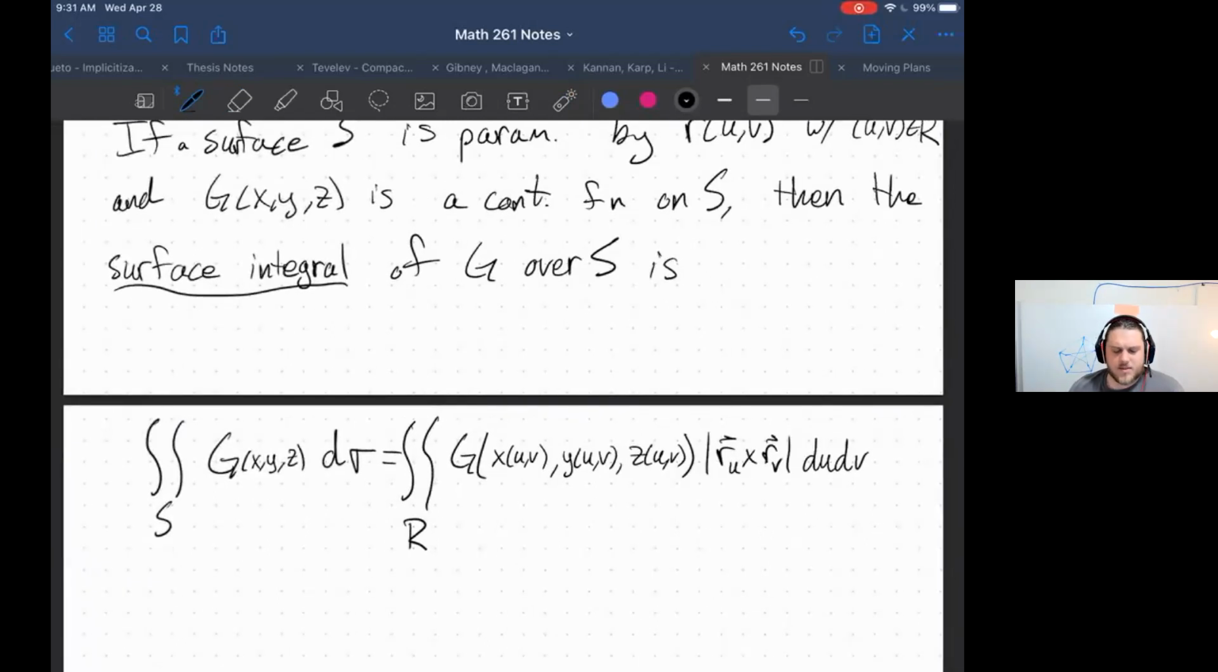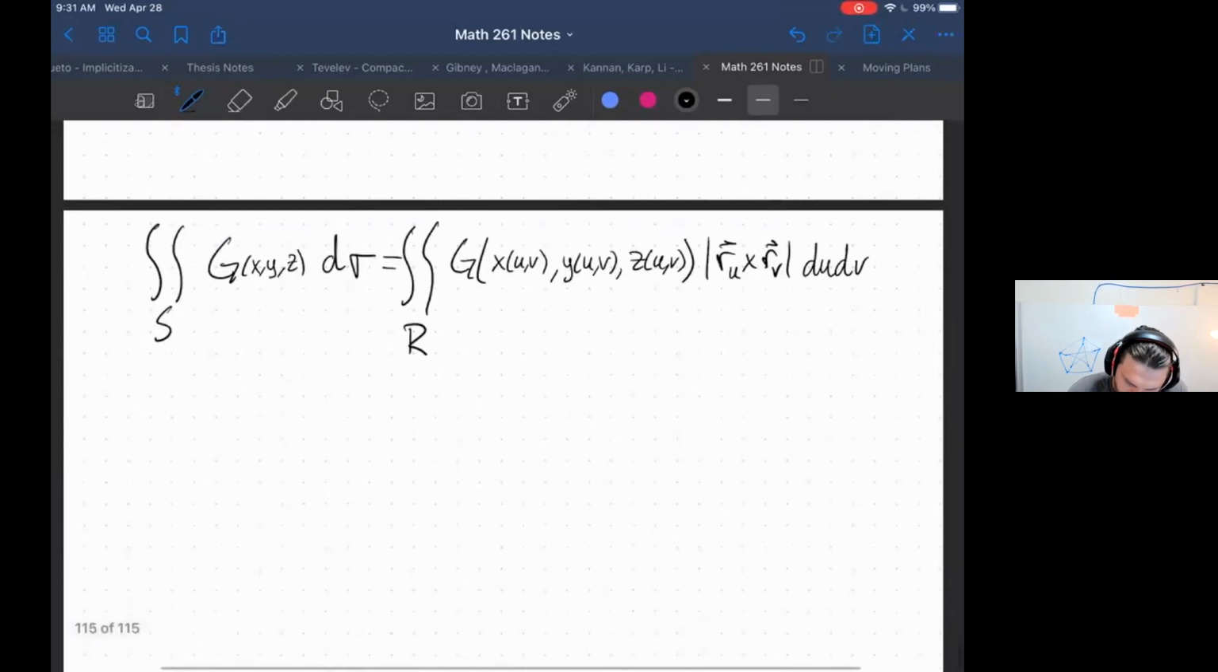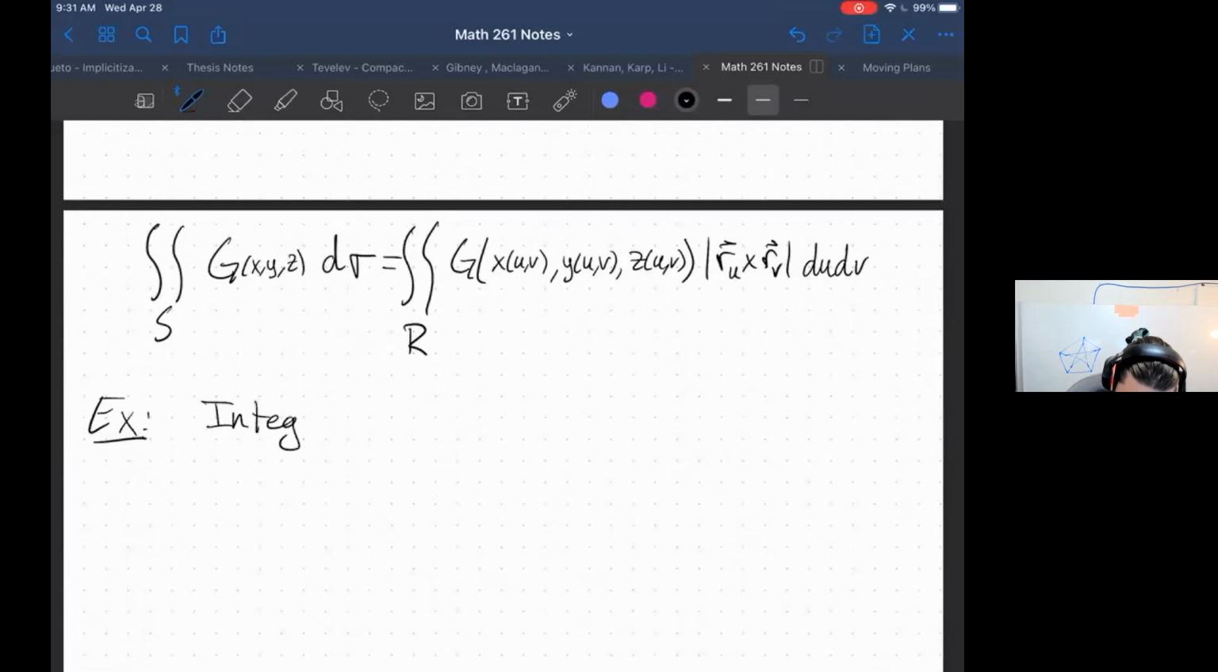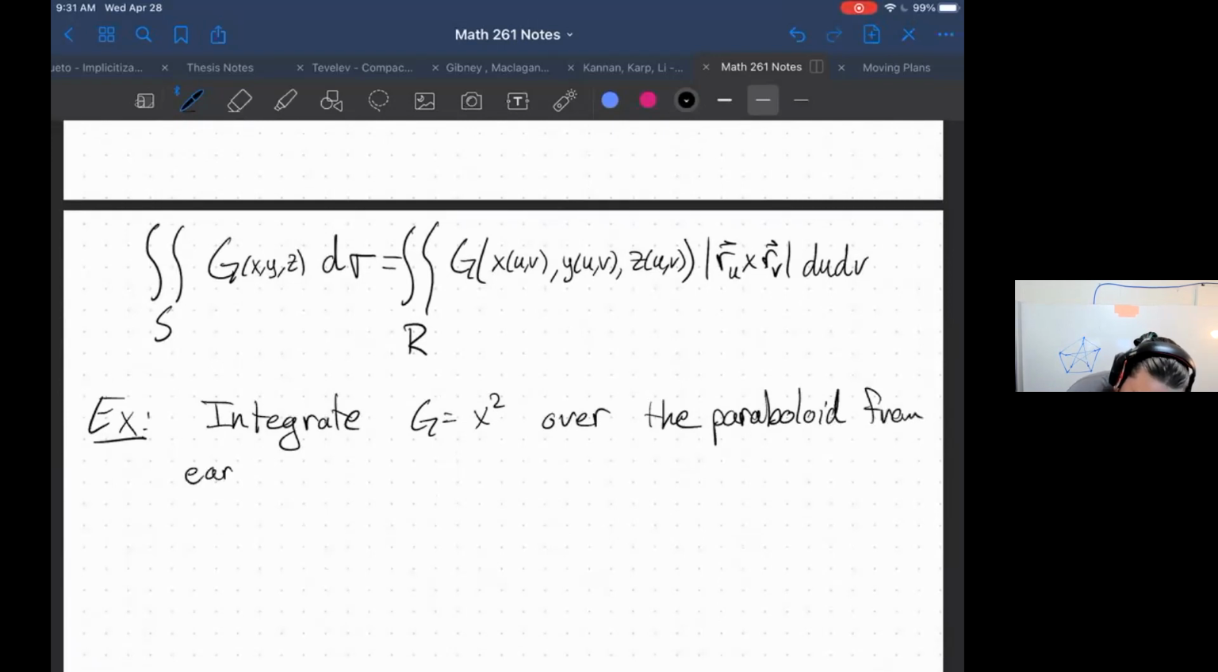But yeah, everything else is pretty much the same. So let's do an example. Just a quick one. Integrate, or at least set up the integral, g is equal to x squared over the paraboloid from earlier.